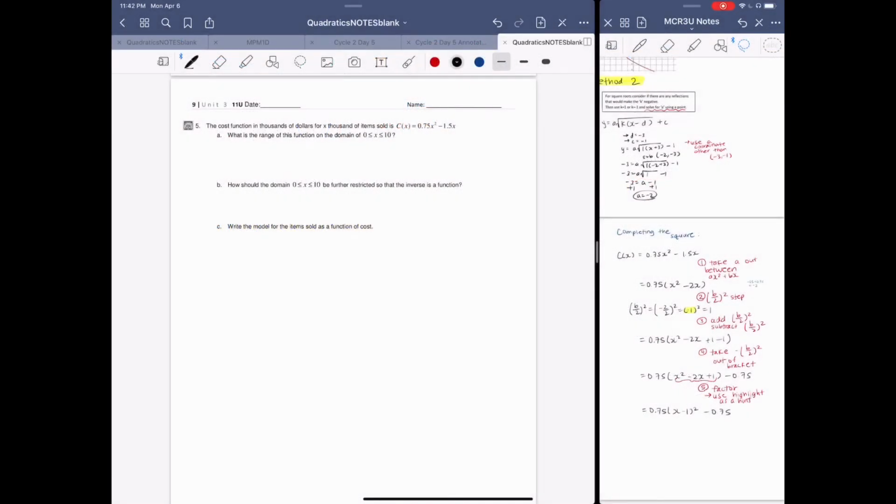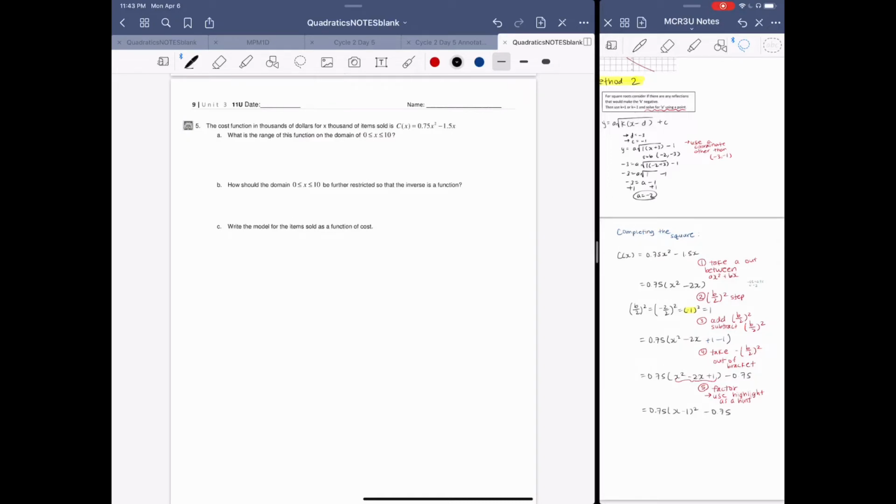Question 5. The cost function in thousands of dollars for x thousands of items sold is C(x) = 0.75x² - 1.5x. Question A. What is the range of this function on the domain of 0 to 10?